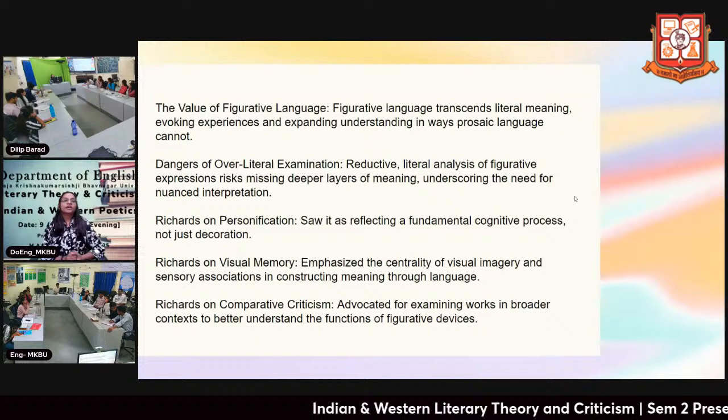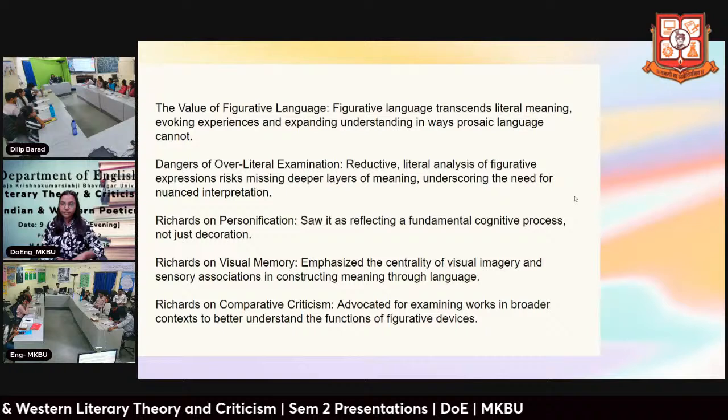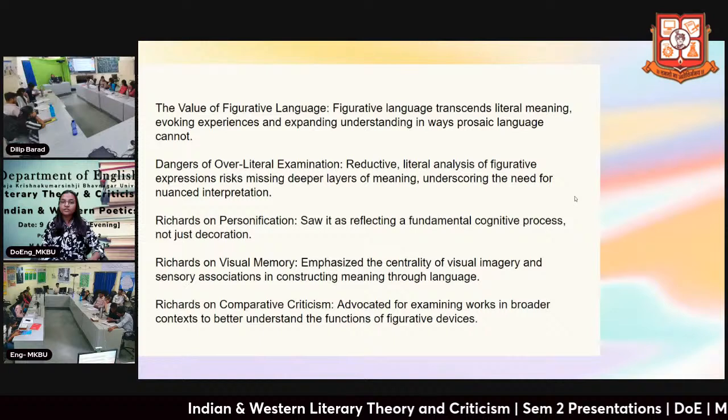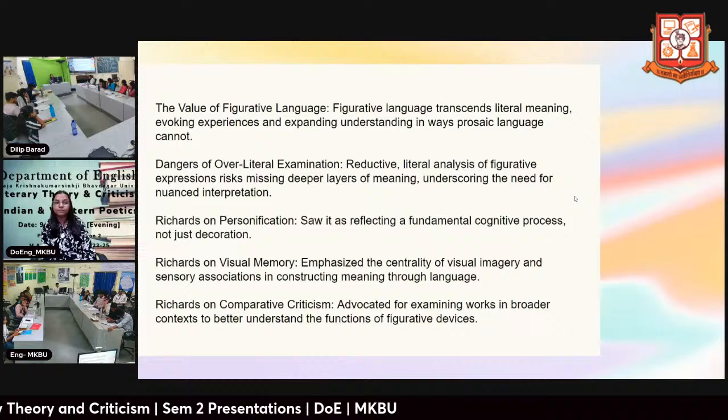Richards on personification saw it as reflecting a fundamental constructive process, not just decoration. Richards on visual memory emphasized the centrality of visual imagery, sensory associations, and constructing meaning through language. Richards on comparative criticism advocated examining works in a broader context to better understand the functions of figurative devices.